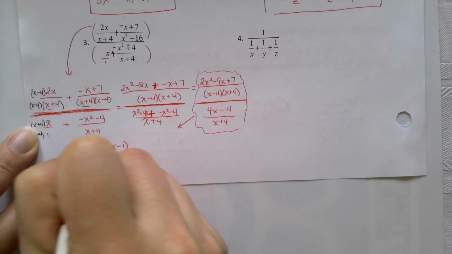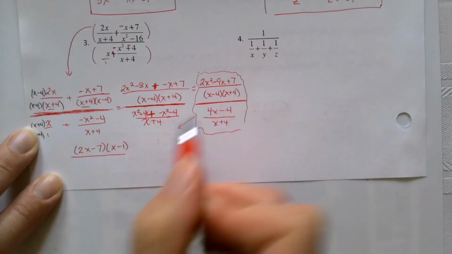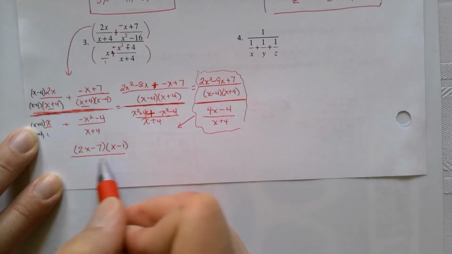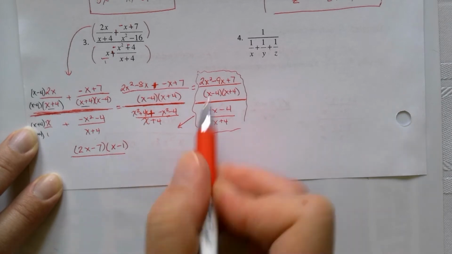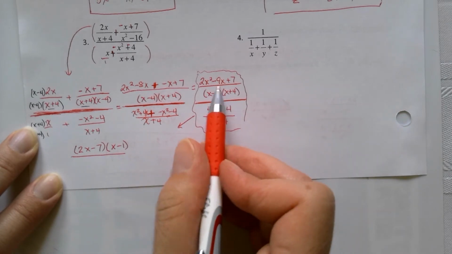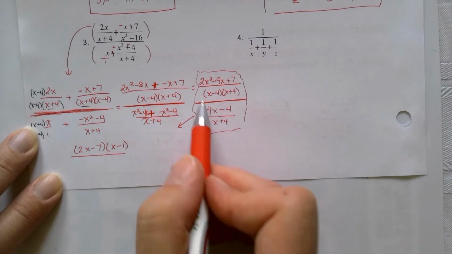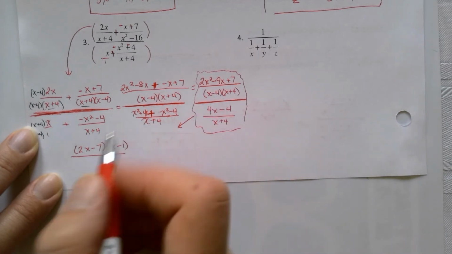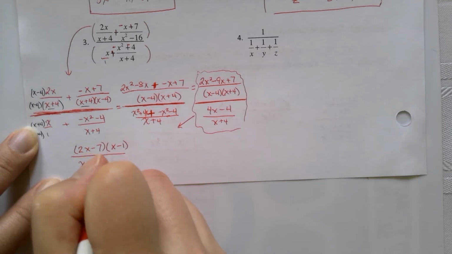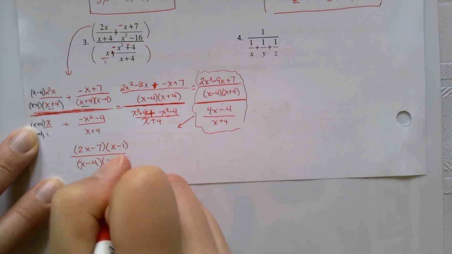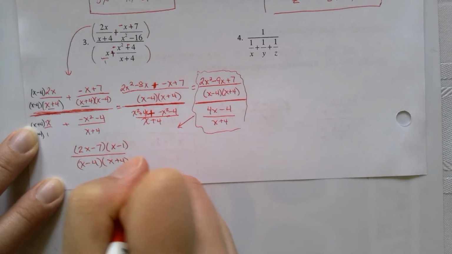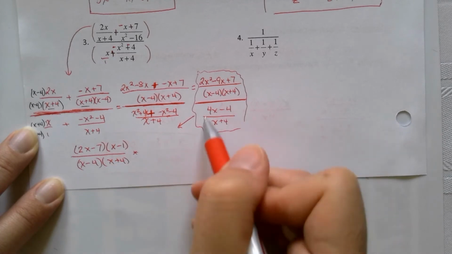All right, so let's double check that. 2x times x, okay, there we go. We've got a negative 2x, a negative 7x, and there's our negative 9x. Negative 7 times negative 1 is positive 7. So I'm content. The bottom was already pre-factored because we needed it to get a common denominator. So that's good. And then I'm going to multiply by my reciprocal.